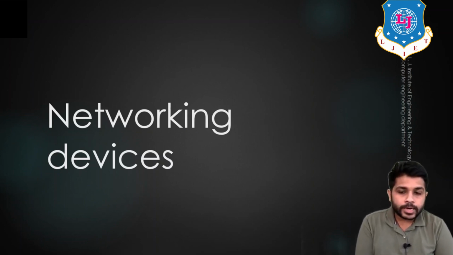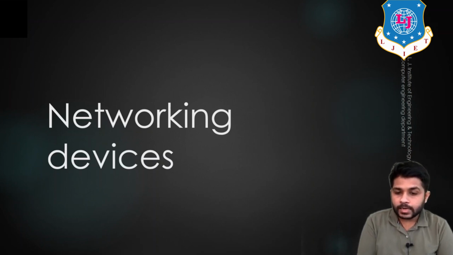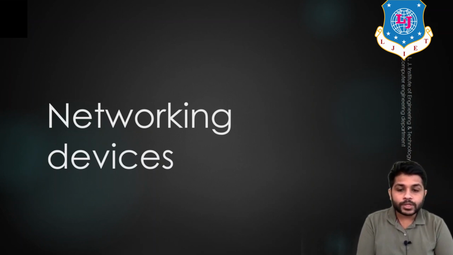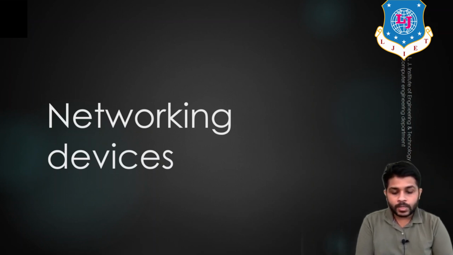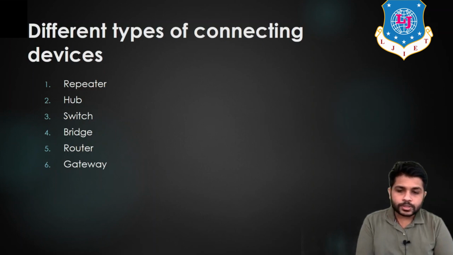Generally, in the network, the devices are categorized into two types. First are those by which you can create a network, and the second are those by which you can connect different networks. In this presentation, we are going to see these devices. We will see the repeater, hub, switch, bridge, router, and the gateway. Let's start with the repeater.